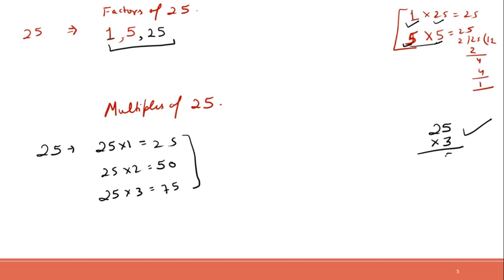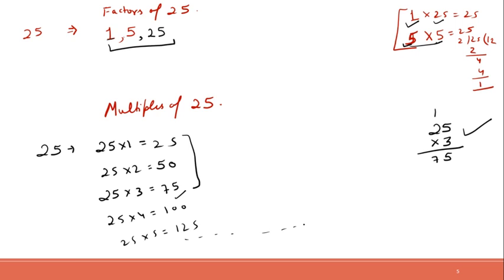So 3 into 5 is 15. 5 here, 1 here. 3 into 2, 6 plus this 1, 7. So I wrote 75 here. Then 25 into 4, 100. 25 into 5, 125, and so on.